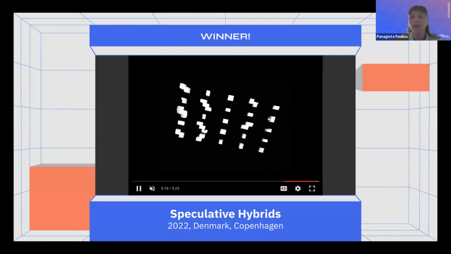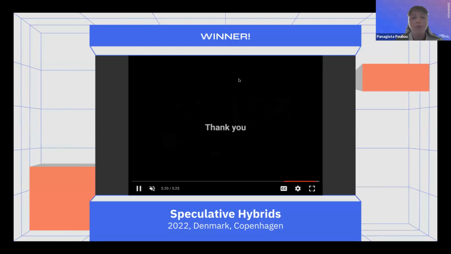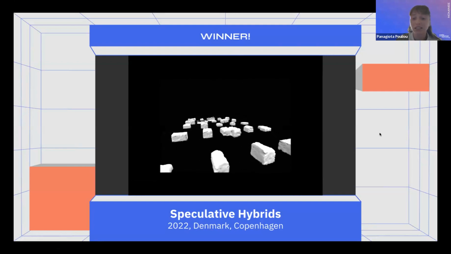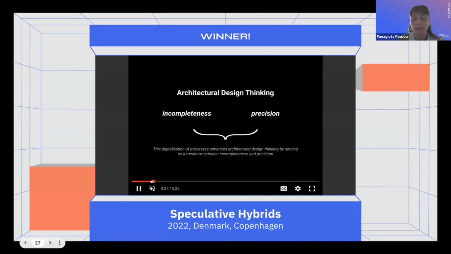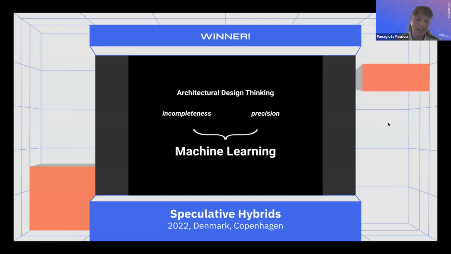Through this project, we make a threefold contribution. First, we share the annotated dataset of architecturally relevant 3D point clouds of single-family houses. Then we present and share the code of the framework and the results from training it. Finally, we discuss machine learning and creative work, including how practitioners feel about the emergence of these tools as mediators between incompleteness and precision in architectural design.